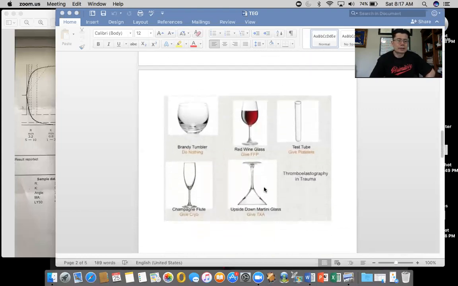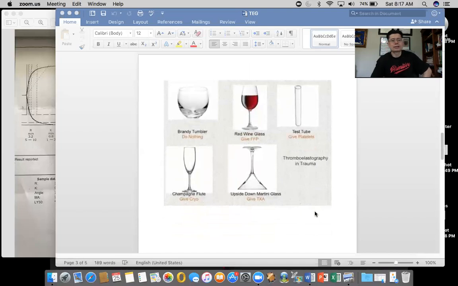This is a classic picture that they use in every slideshow that I found. So the normal should look like a brandy tumbler. People that drink out there, I don't drink brandy. I'm just an IPA kind of guy. I'm taking a little sip of my tea here, guys.